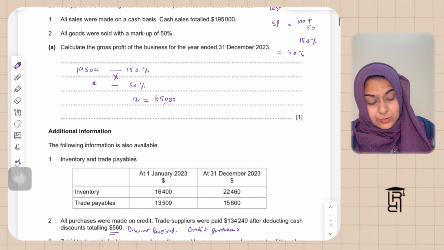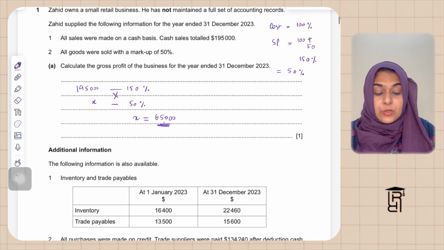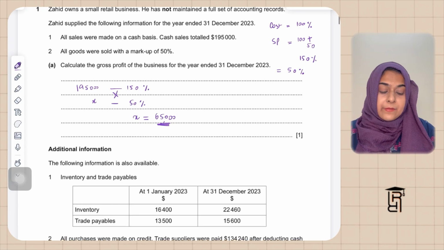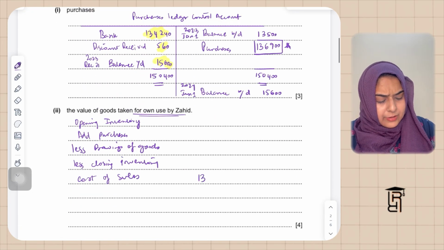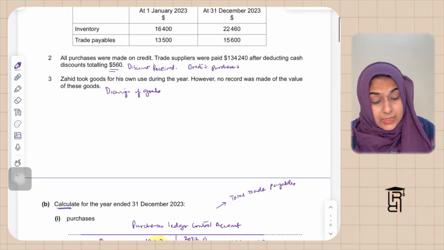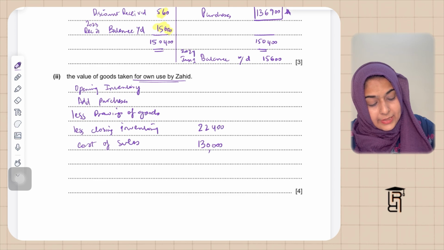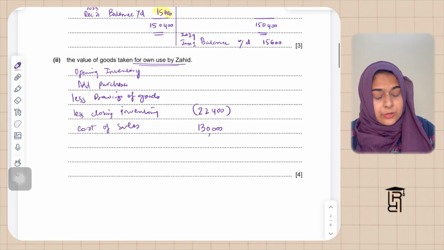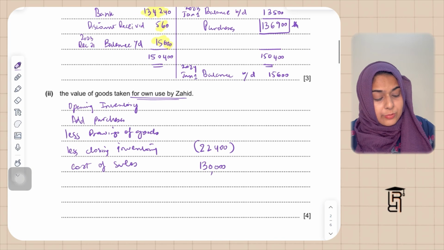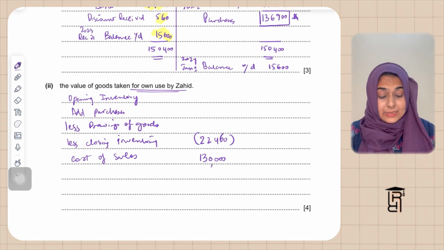So I know my gross profit is 65,000 and my total revenue is 195,000. So 195,000 minus 65,000 will give me 130,000. So this 130,000 is my cost of sales. Closing inventory in this case is 22,400, which is subtracted in my calculation. Okay, it's not 22,400, it's 22,460. So I'm going to correct this, 22,460.